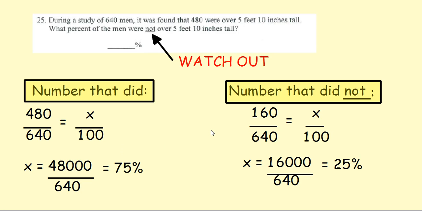So then intuitively, if there's 640 people and you know 480 did reach that height, just subtract those two and it'll tell you 160 people must not have reached that height. That's still out of 640 people, and it's proportional to x over 100. Cross multiply and divide will give you this, leading to 25% of the people did not reach that height.